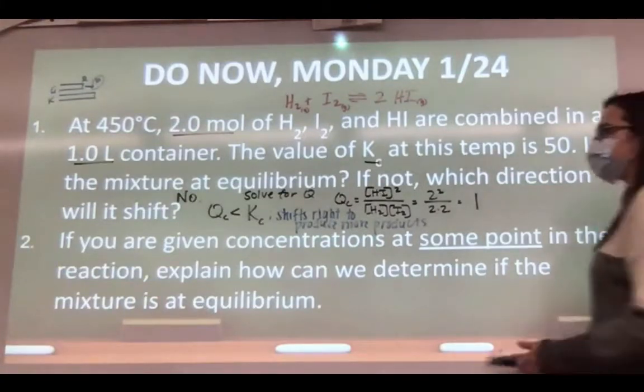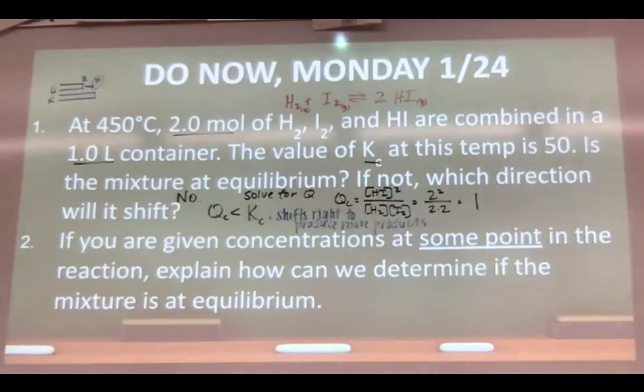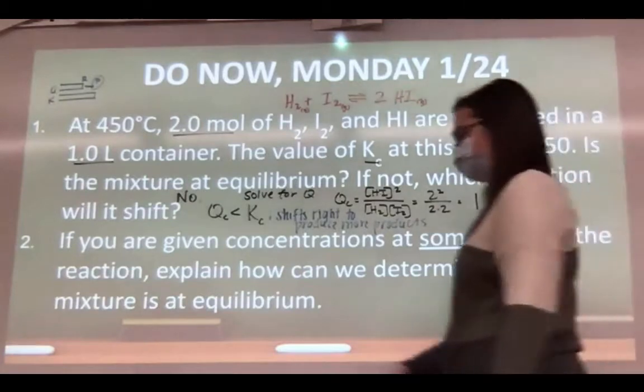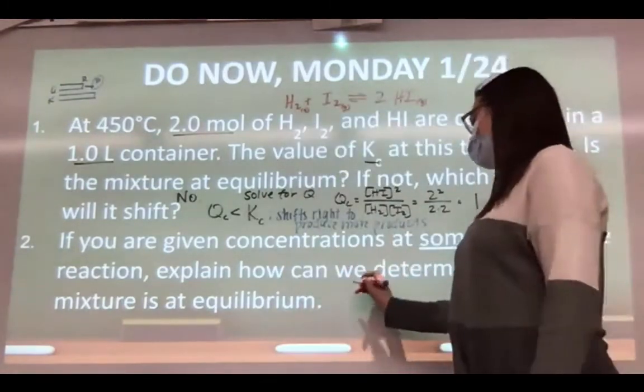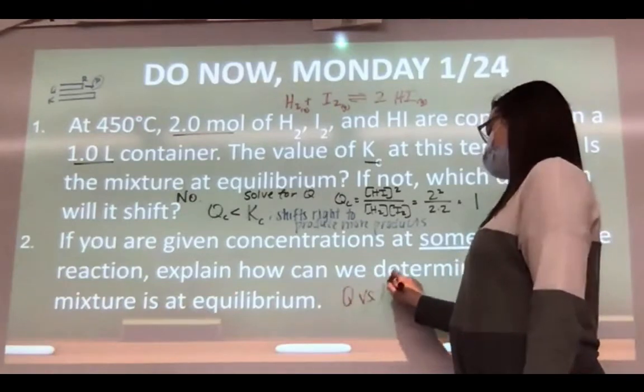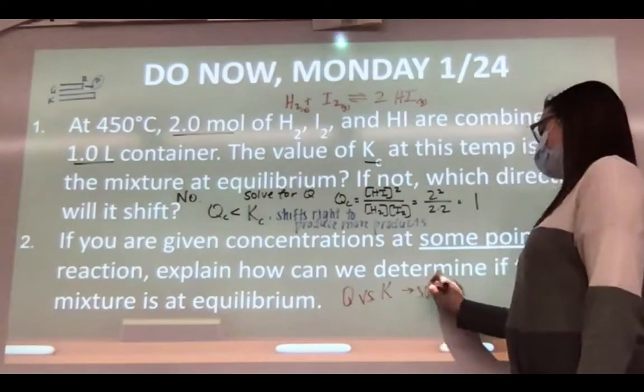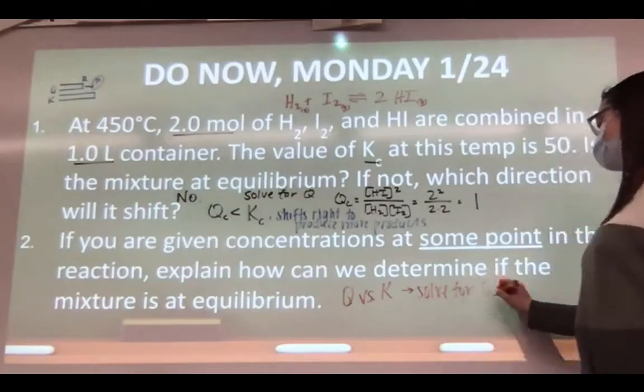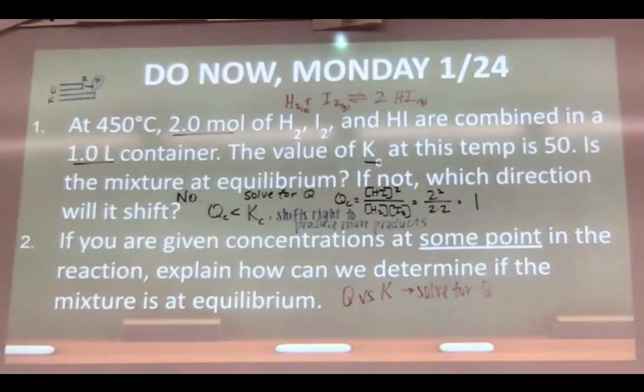So when something says, is the mixture at equilibrium, that's a Q versus K. K is a constant. We solve for Q. Then number 2, if you're given concentrations at some point in the reaction, that's what happened in number 1. We were given concentrations at some point in a reaction. Explain how we can determine if the mixture is at equilibrium. Well, if we don't know if we're at equilibrium or not, that's Q versus K. So I'll just say solve for Q. We solve for Q, that's at any point in the reaction, and we compare it to K.